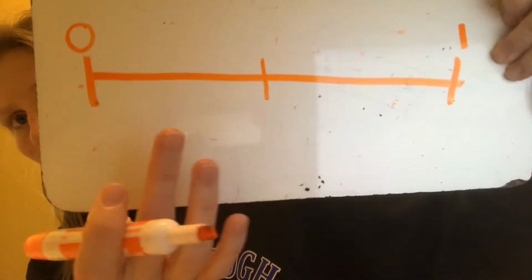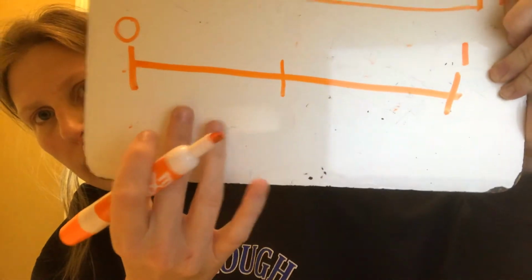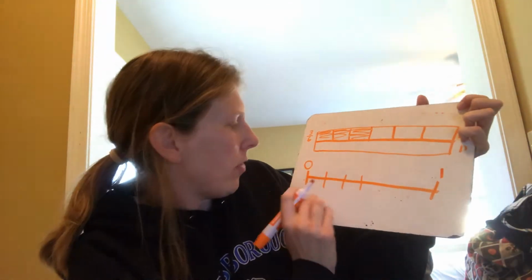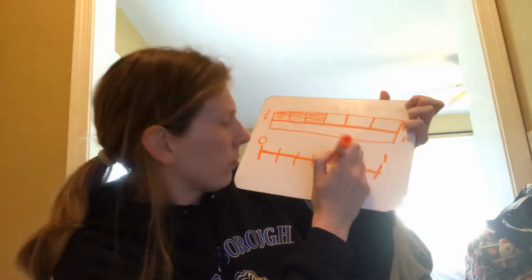So now, what did we say with 6? We said we're going to put 2 more lines on each side. We're going to try to eyeball and make it as even as possible. 2 more on this side.